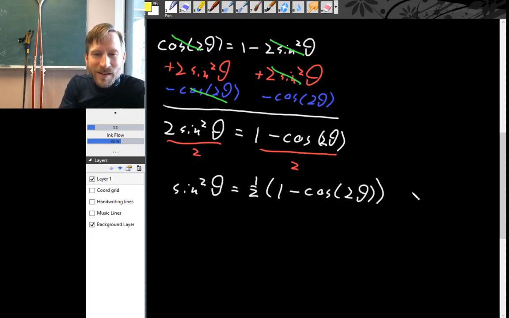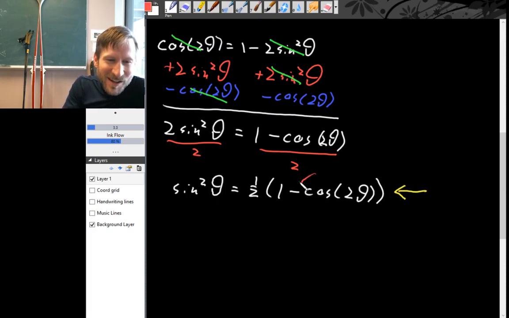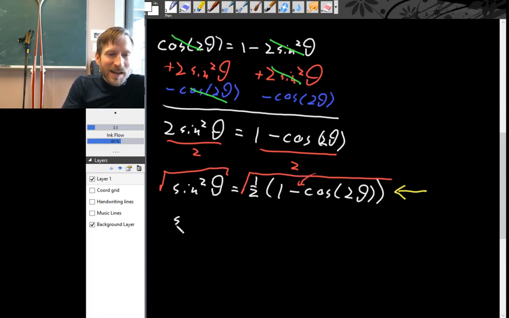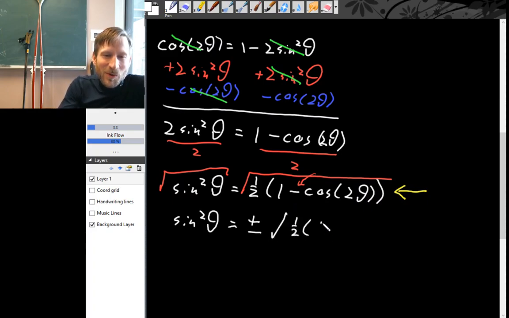And there is a square formula for sine, just like we got for cosine. Notice that the right-hand side is the same as the square formula for cosine, except for cosine there was a plus there, but the sine version has a minus there. Okay, now we can get a half angle formula by taking square roots on both sides. And on the left we get sine theta. And on the right we get plus or minus the square root of 1/2 times 1 minus cosine 2 theta.